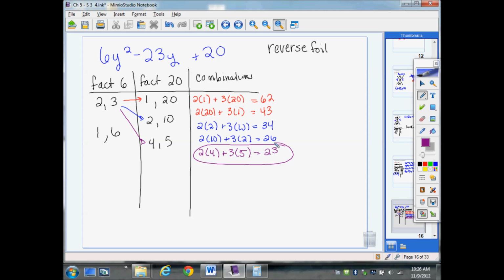Now that I have the correct combination, I know that the factors of 20 have to be negative because the center term is negative and 20 is positive. And I know that 2 has to multiply times 4. So I'm going to do 2x and then minus 4, because they have to be in opposite parentheses to be multiplied together. And then I do minus 5 and then 3x.